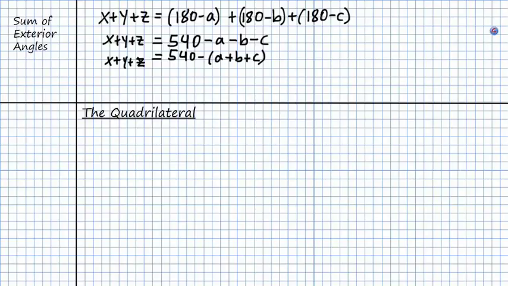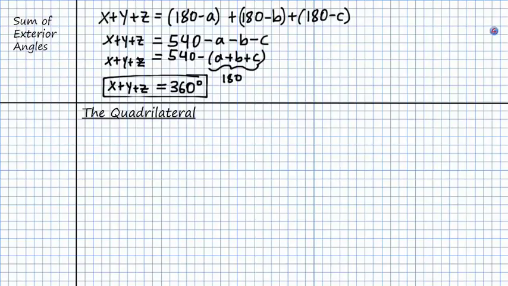But we know that a plus b plus c, the sum of the interior angles of a triangle, is just 180 degrees. And so we see that x plus y plus z is equal to 540 minus 180. And what we see is that's going to be 360 degrees. So that's your little proof of why this works. That's our sum of the exterior angles theorem.